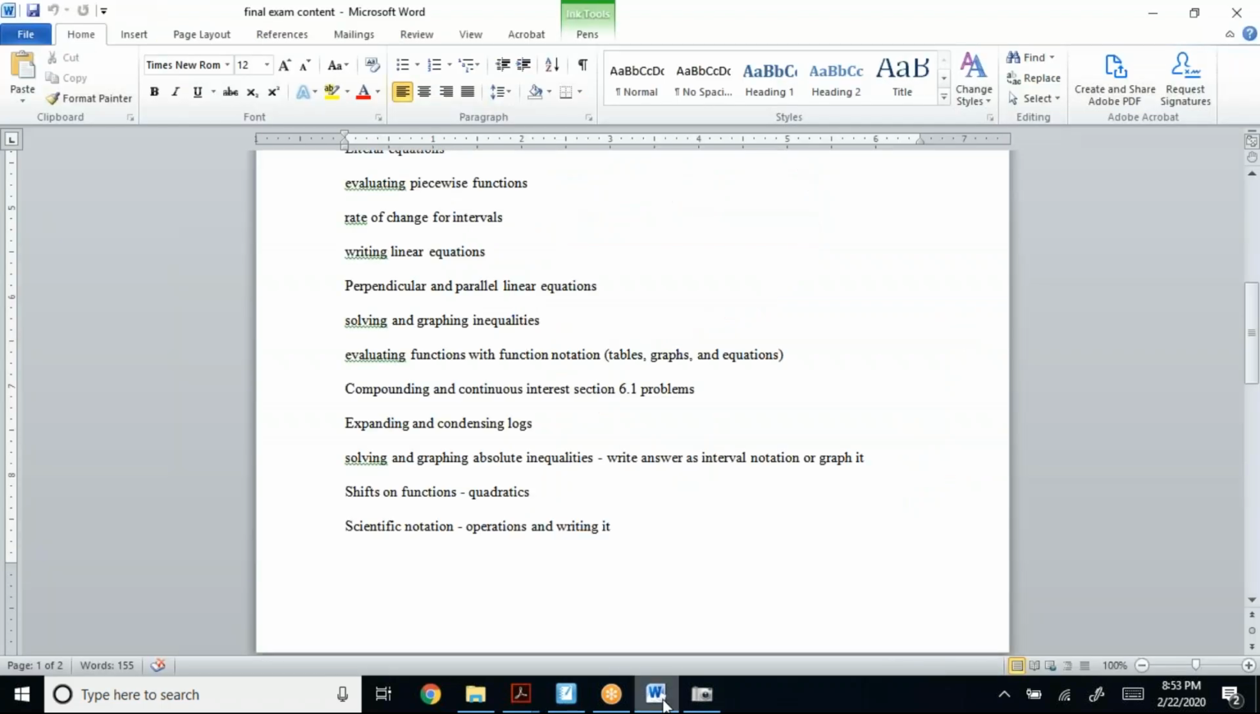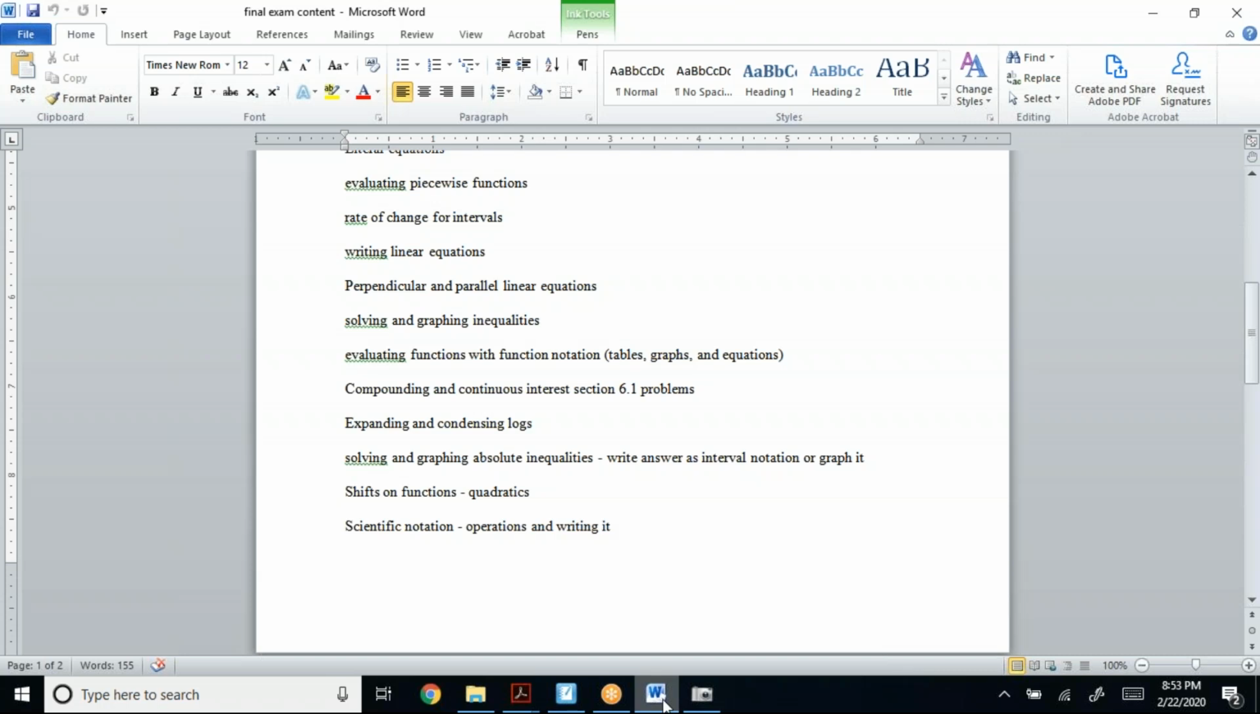Solving and graphing absolute value inequalities. I think that was chapter 3. Pretty sure it was. You're going to have to know how to do the compound inequalities, the ands and the ors, as well as the absolute value ones. Those are really good potential problems. So make sure that you can do that.